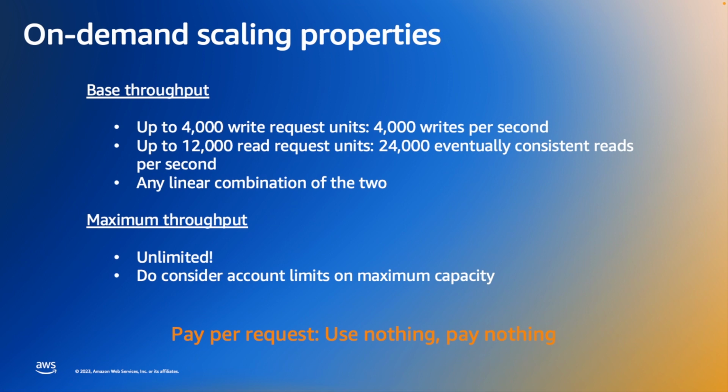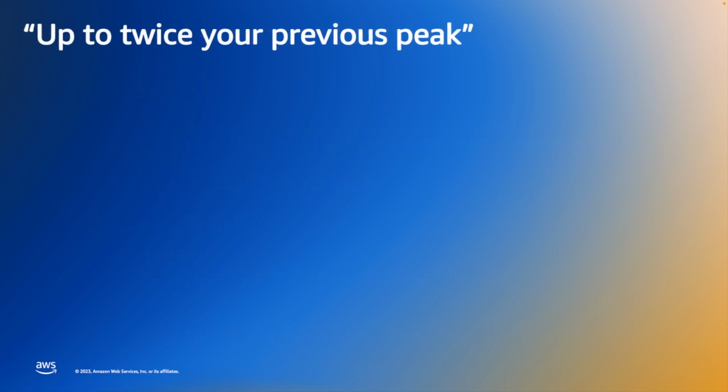Now, speaking of switching between the two capacity modes, you can switch to on-demand once per 24-hour period. You can always go back to provisioned mode, but you can only switch to on-demand mode once per day. So on-demand has this idea of twice your previous peak. Traffic can go up to twice your previous peak.